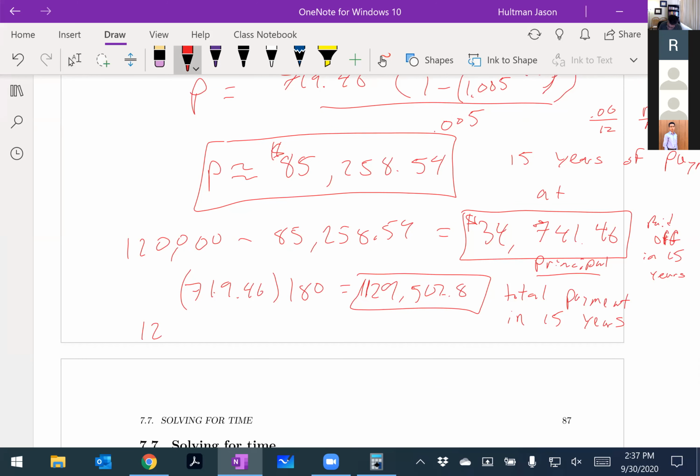So 129,502.8 minus 34,741.46. Okay, what is that? That's equal to 94,761.34. So almost $100,000 in interest in the first 15 years.